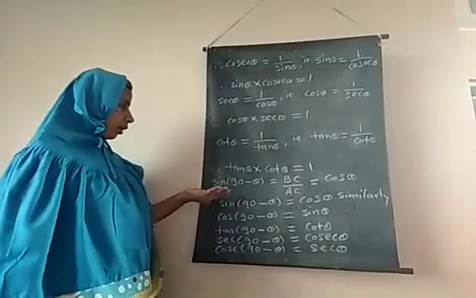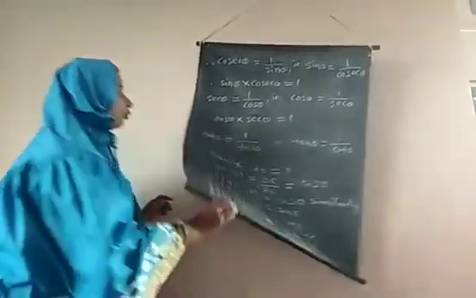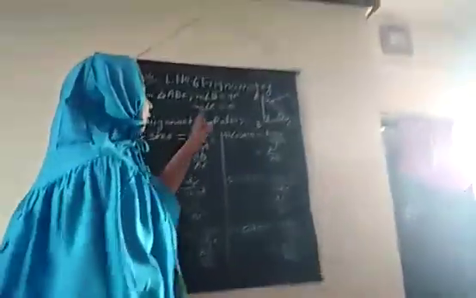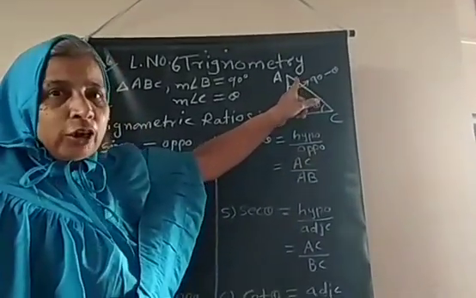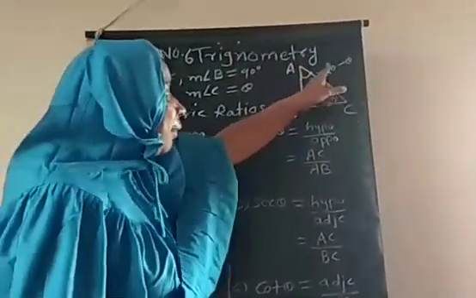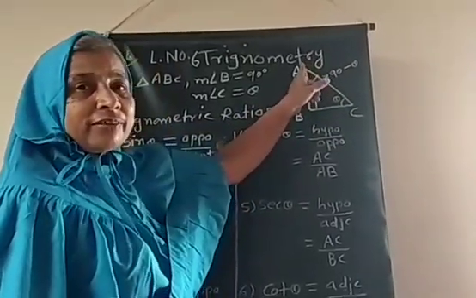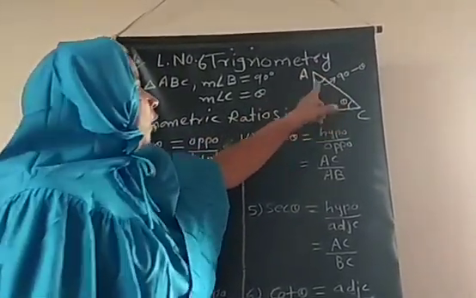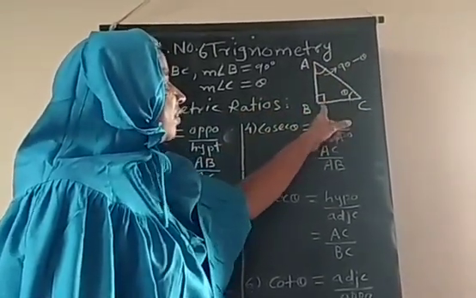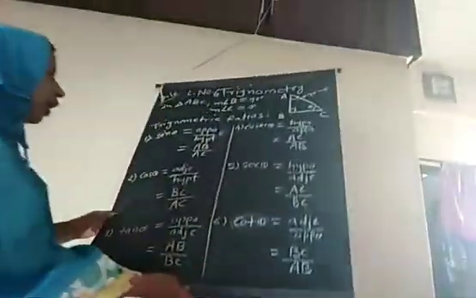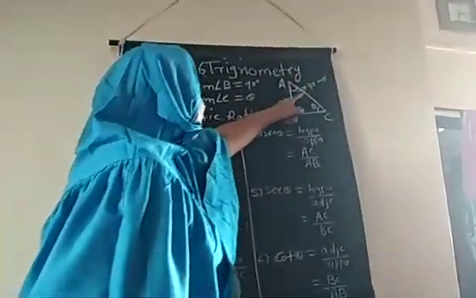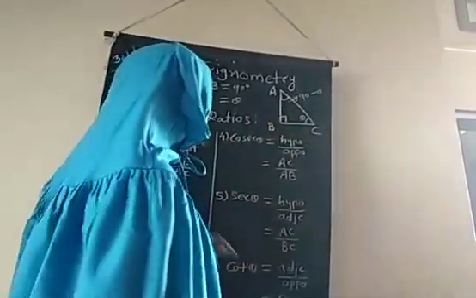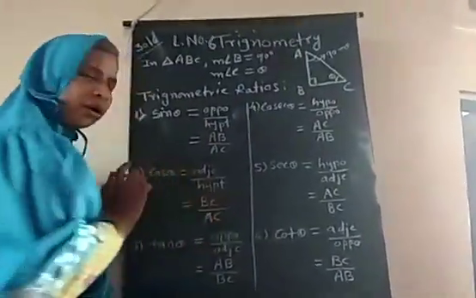Then one more relation is there. Observe the figure, that is the triangle. Here angle A is 90 minus theta. Now for this angle A also we write the ratio, sin 90 minus theta. Our angle is A. Sin ratio is opposite side upon hypotenuse. For 90 minus theta, opposite side is BC, hypotenuse is AC. Therefore the ratio is BC upon AC. Our cos theta ratio is also BC upon AC.